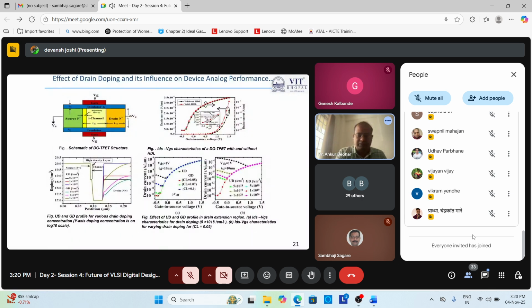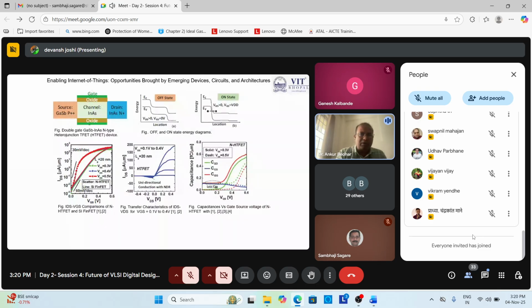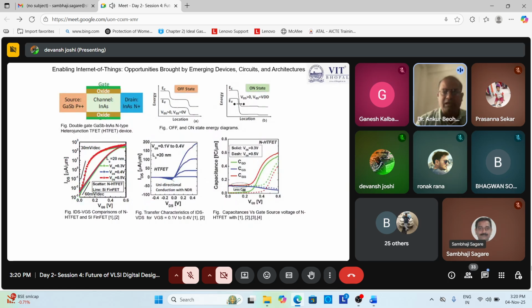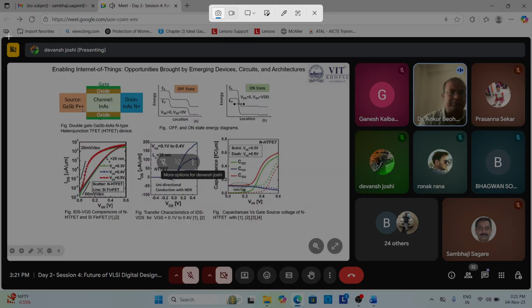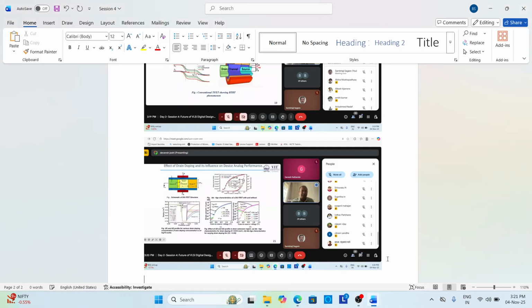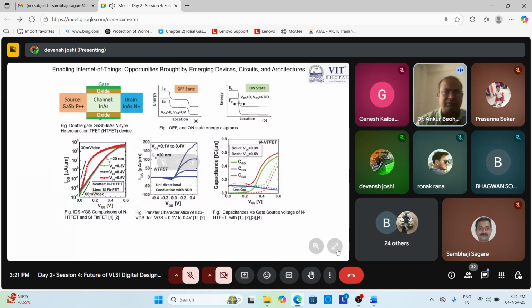Next, the beauty of this tunnel FET is also applicable to other devices for enabling IoT applications that have been brought by emerging devices, circuits, and architecture. Here you can see that the material has been replaced by gallium antimonide, a novel material: the source is gallium antimonide, GaSb, and the drain and channel remain constant with indium arsenide. So what about the material research here?